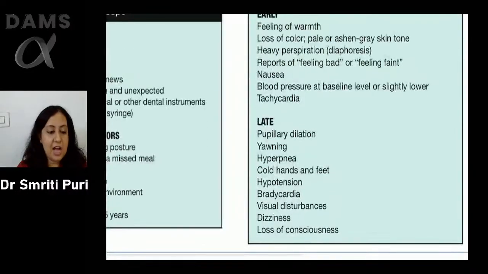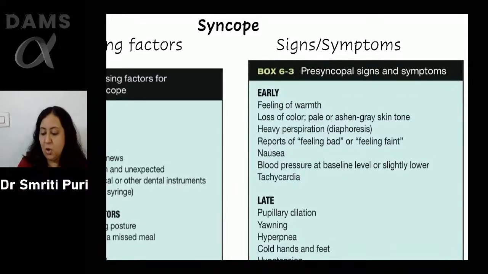The late signs and symptoms are pupillary dilatation, yawning, hyperpnea, cold hands and feet, those are cold extremities, hypotension, bradycardia, visual disturbances, dizziness. Visual disturbances can include blurry vision, diplopia, okay, dizziness and loss of consciousness. So the earlier sign, what our question was saying, loss of color, that is nothing but pallor. It is one of the earliest signs and symptoms of a syncope.